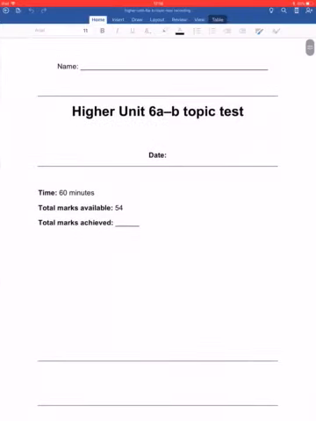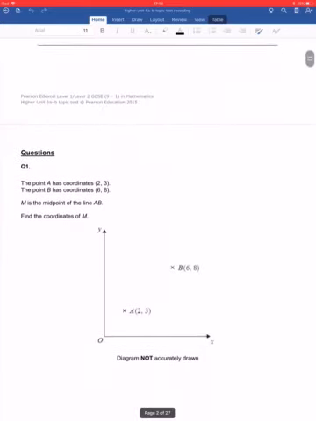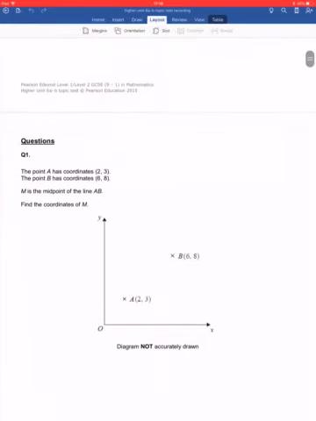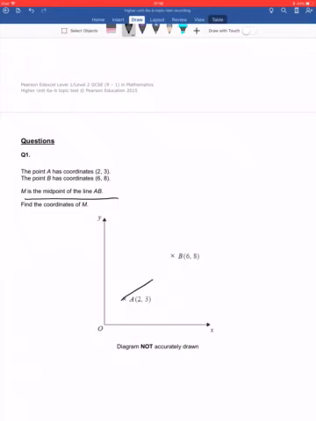Okay, so solutions for topic test B. Right, so the first one. Okay, so the midpoint of the line AB. So I'd write it in first, draw it in.